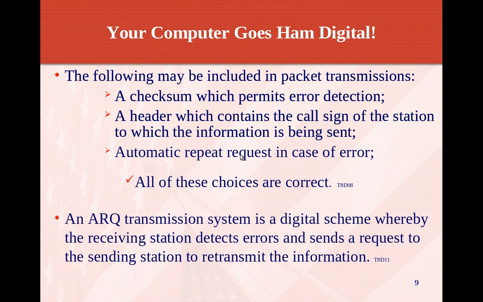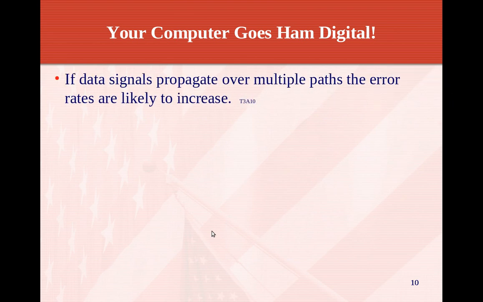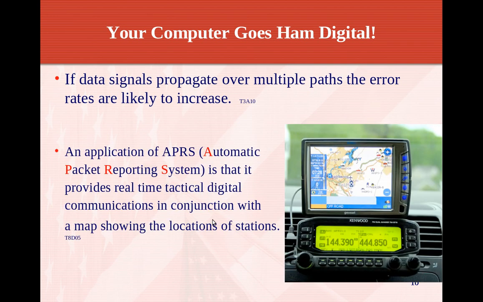An ARQ transmission system is a digital scheme where the receiving station detects an error and sends a request to the sending station to retransmit the information again. And some of you computer guys out there, request to send. You'll see that a lot in modems. If a data signal propagates over multiple paths, the error rate is likely to increase. So this is ideally when you're operating on HF and you might have multiple paths. You'll have some errors. It's like data collision on your PC network. Kind of the same idea.